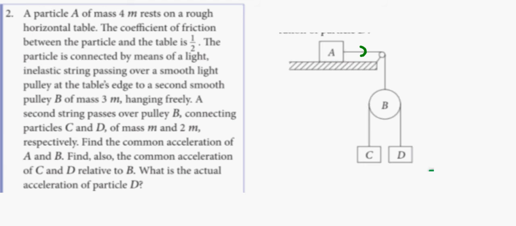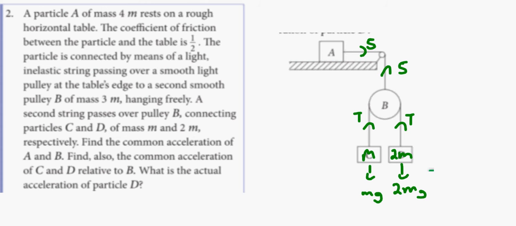What we're going to do next is look at this diagram. Particle A is getting pulled by tension S across to the right. Particle B is getting pulled by tension S upwards. Particle C is getting pulled by tension T upwards. And particle D is also getting pulled by tension T upwards. Particle C is mass m, particle D is mass 2m. This results in a weight of mg for C and a weight of 2mg for D.